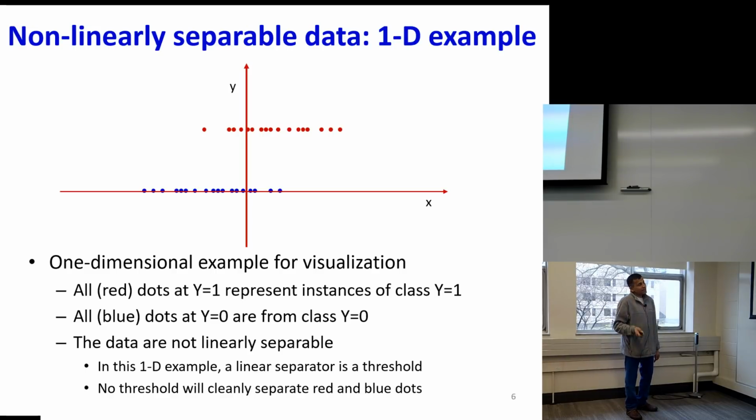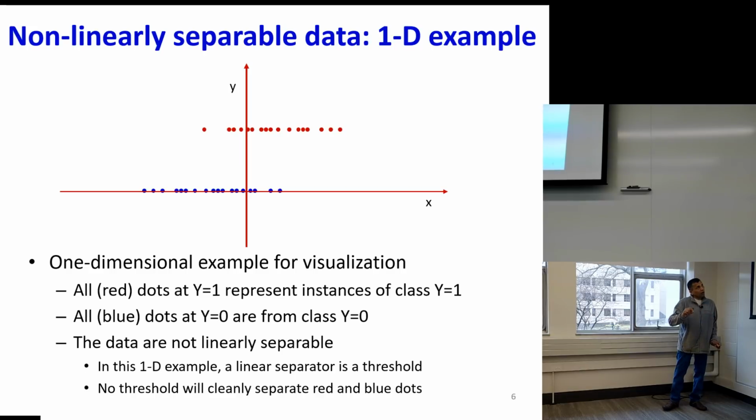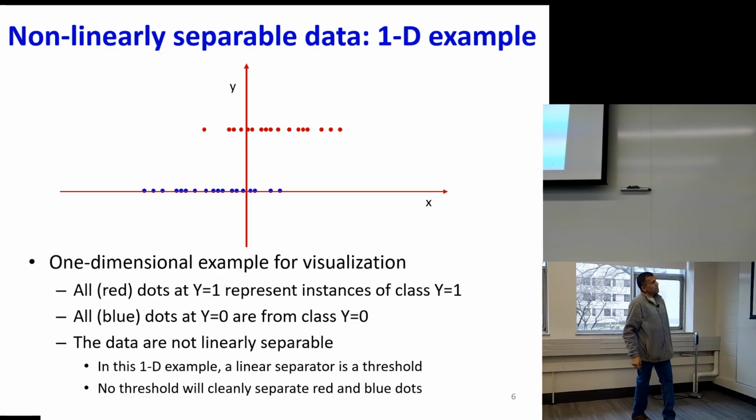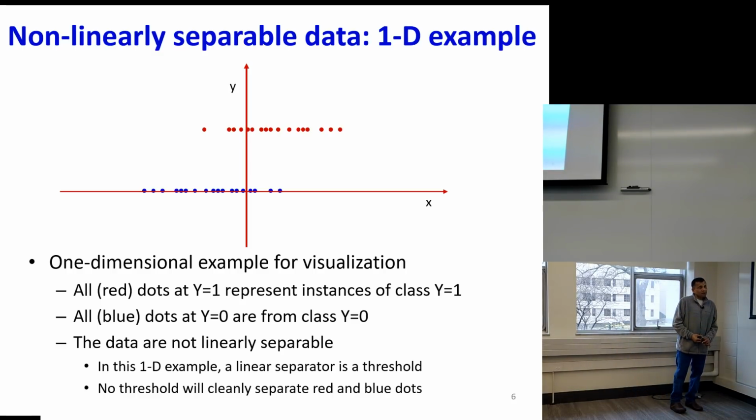Now, in a 1D example, if I were to bring it down, here is the situation you'd find. Here, all red dots. So your training data would comprise x, y. X is one-dimensional. Y is the value that you're trying to predict, the class variable. And so the class variable would be either 1 or 0. So if I just plotted the scatter, you're going to get something like this. All the red dots at y equals 1 represent instances of class y equals 1. The blue dots at y equals 0 represent instances from class y equals 0.